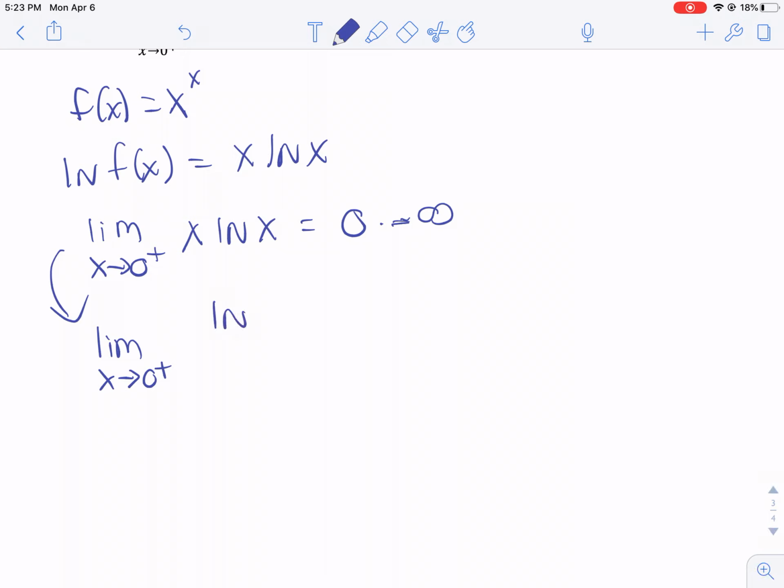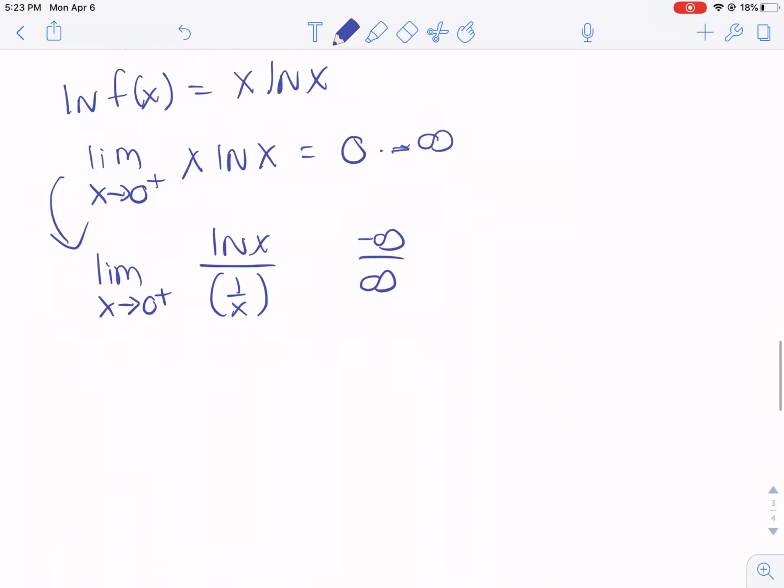I'm going to rewrite it. Usually the polynomial is the easiest one to write in the denominator. And if I plugged in 0 here, I would be getting negative infinity over infinity, which is ready for L'Hopital. So now I'm going to use L'Hopital's rule. And I'm going to take the limit as x goes to 0 from the right side of 1 over x, over negative 1 over x squared.